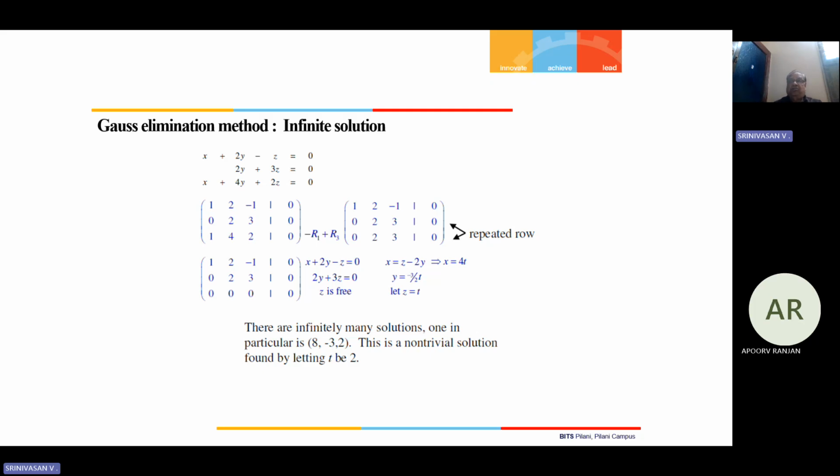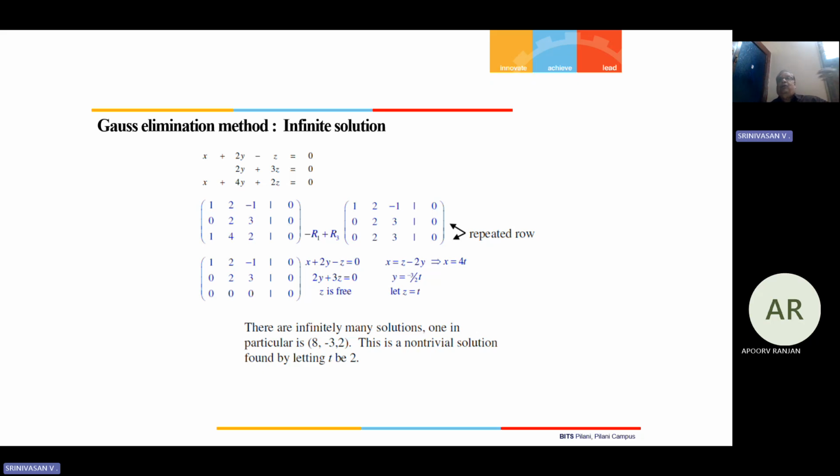0 into 1, 0, 0 into 2, 0, 0 into 3, 0. So in general, let z equal to some t. So when you go back, 2y plus 3z equal to 0. So y will be equal to minus 3 by 2 t when z equal to t. Similarly, x equal to z minus 2y, so x equal to 0. So x equal to 0, y equal to minus 3 by 2 t, z equal to t.